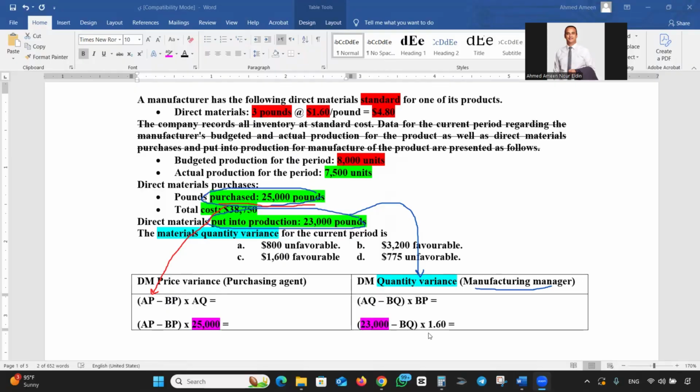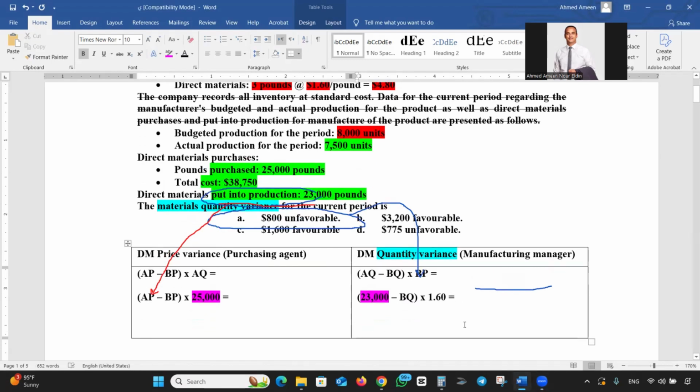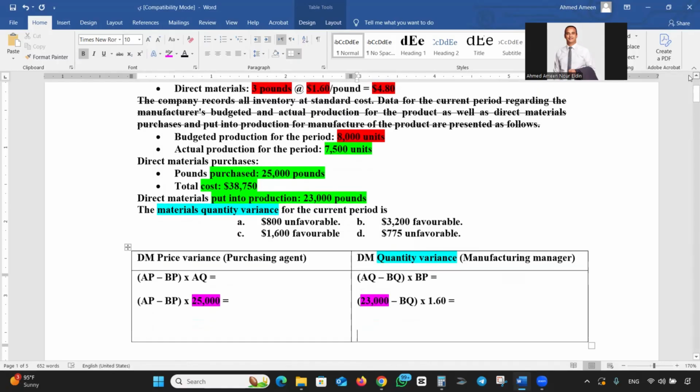So where is the budgeted quantity to finish the direct material quantity variance? The budgeted quantity is a tricky amount that you have to be careful while calculating. So let's move those lines. Okay. Budgeted quantity is the quantity you are planning to use of the direct material.